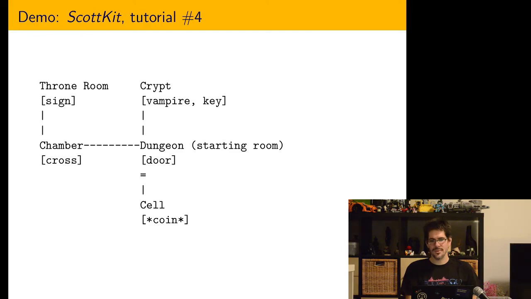But to go there, we have to go through a locked door, and the key to the door is in the crypt, but there's also a vampire in the crypt. So we need to get the cross from the chamber before we go to the crypt, because the vampire is afraid of the cross, and then we can get the key, open the door, get the coin, and move it into the throne room.